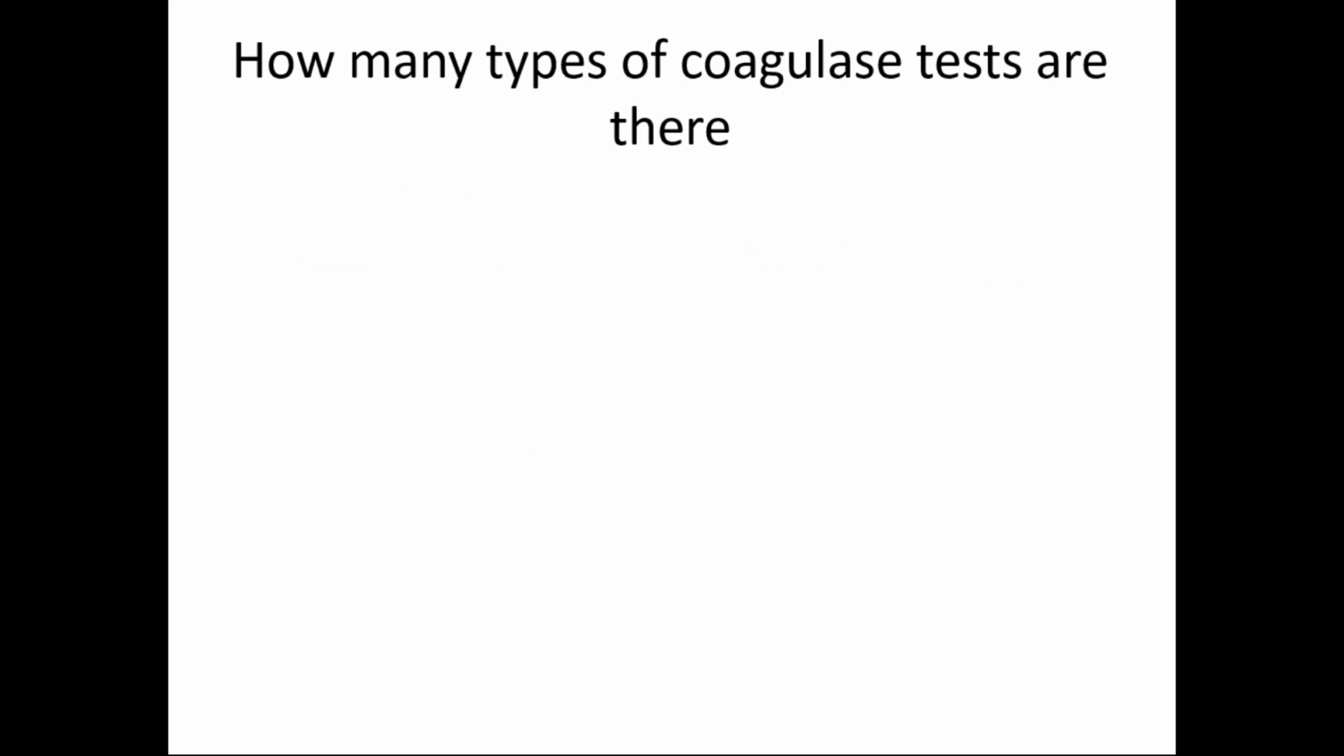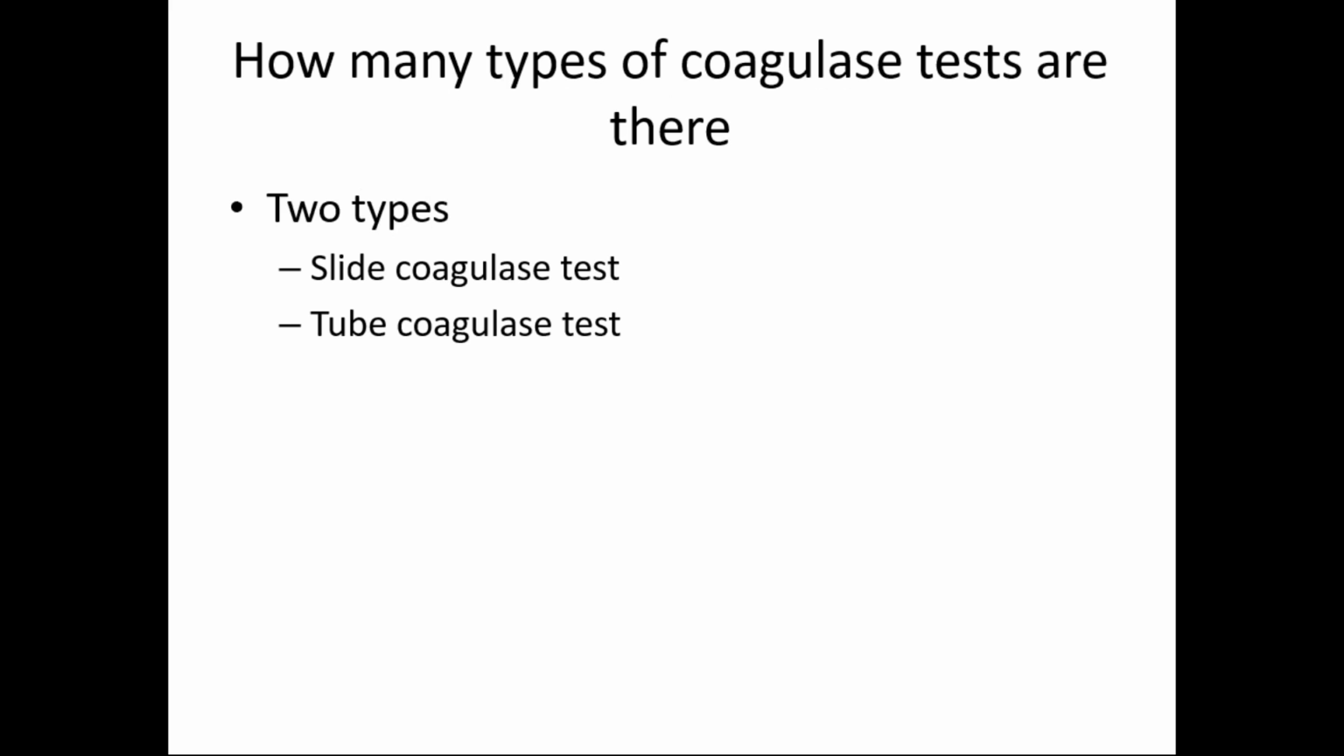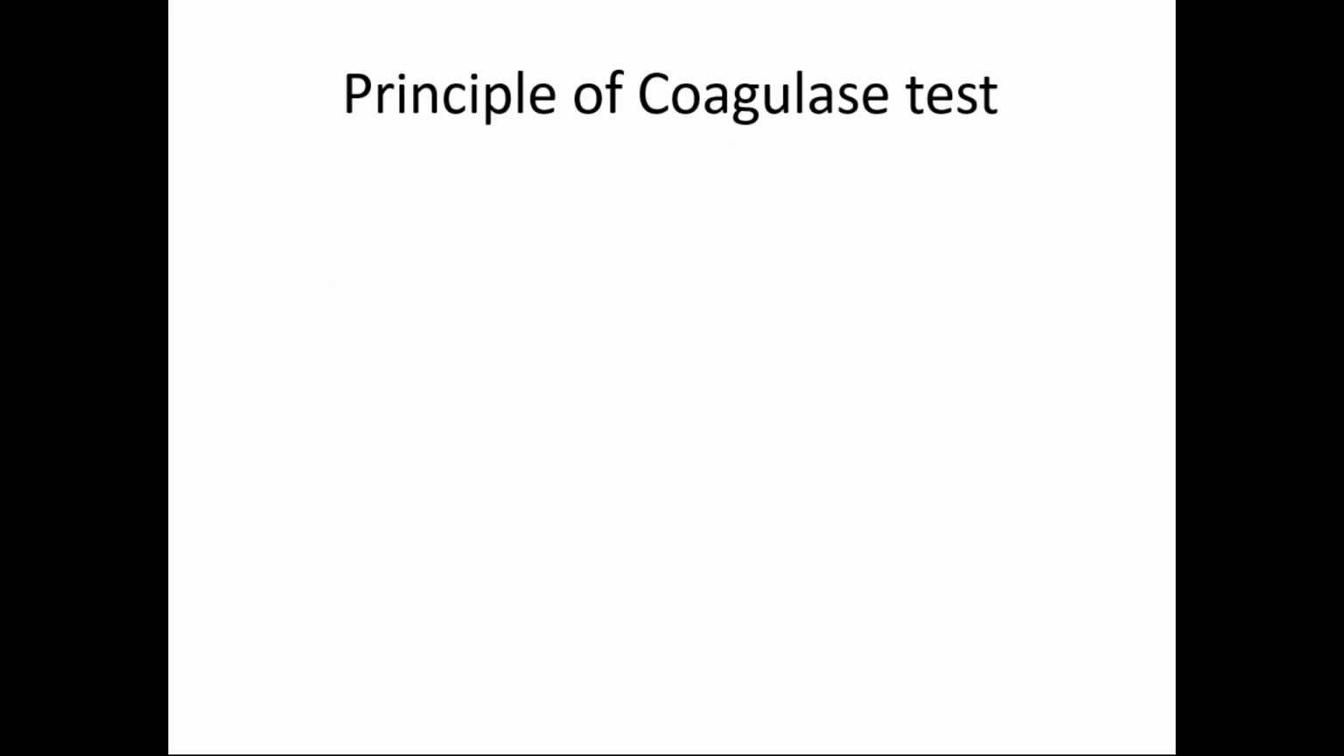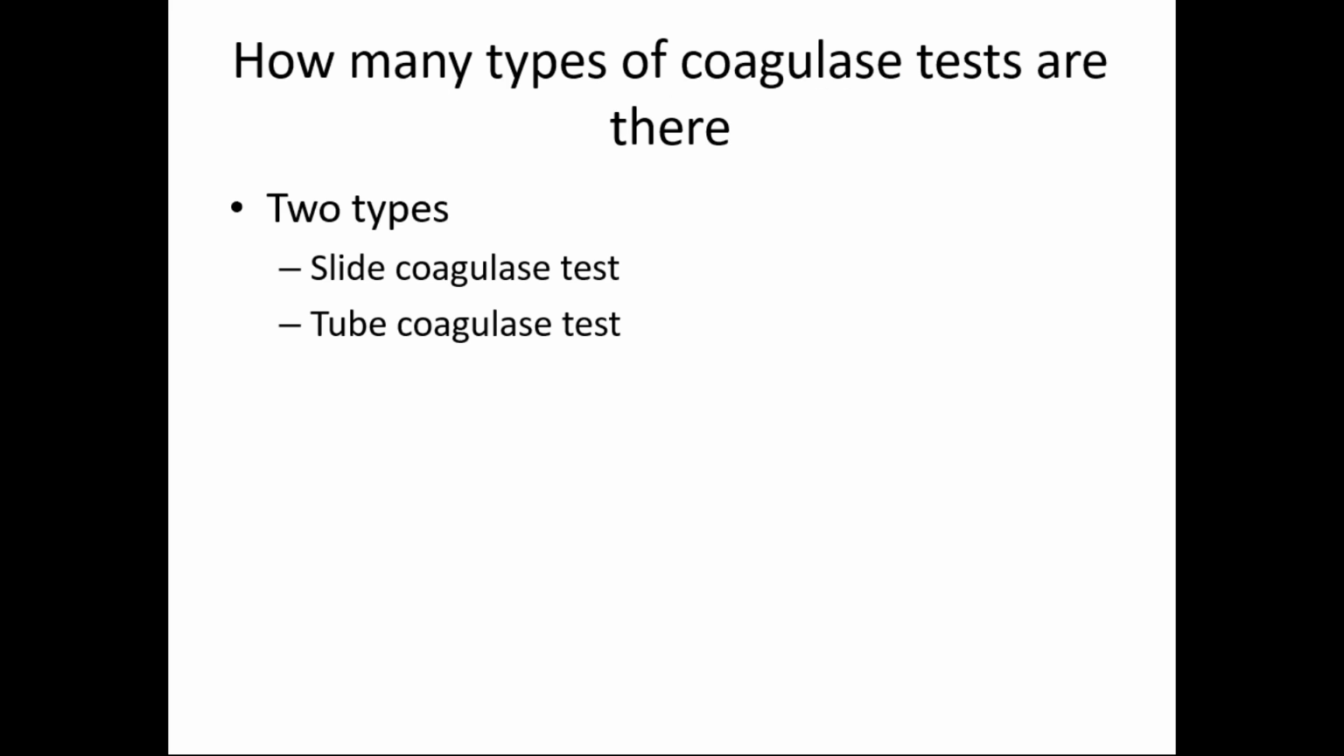Next, how many types of coagulase tests are there? Answer, there are two types of coagulase tests. One is slide coagulase, second one is tube coagulase test. Slide coagulase means on a slide, when you do this test, there will be immediate clumping. Whereas in the tube coagulase test there will be clotting.